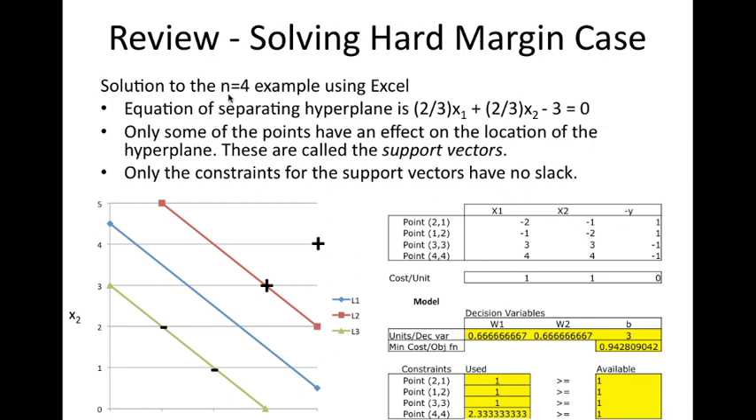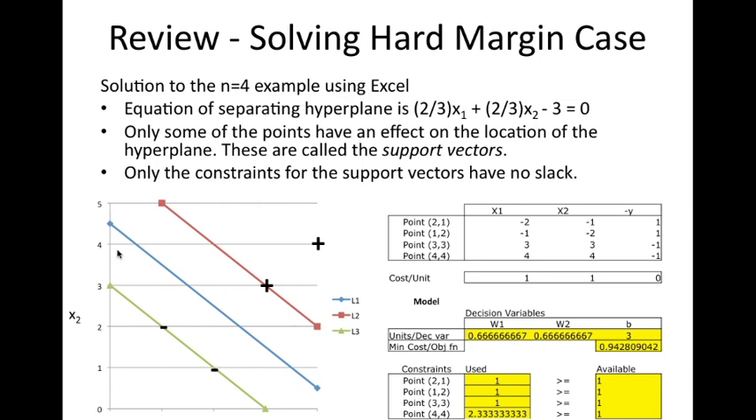So then solving this example with 4 points, we did this in Excel in the last, or actually I think it was 2 lectures ago. We ended up with the equation of the separating hyperplane. w1 is 2/3, w2 also 2/3, and b was equal to 3.